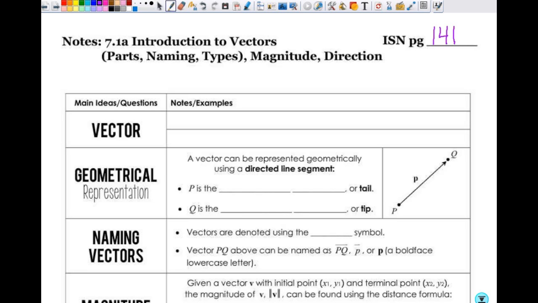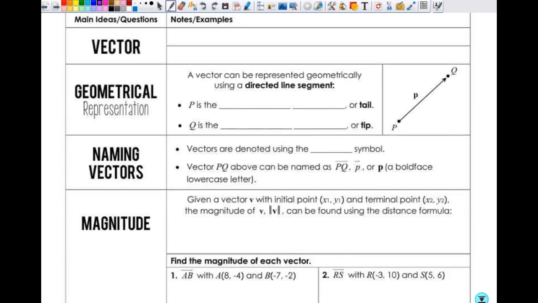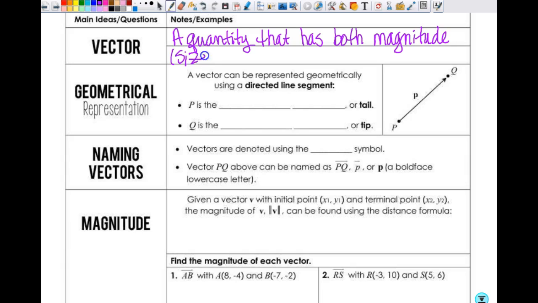So we first get a definition of a vector, which is just that it is a quantity that has both magnitude, which is size, and direction. Okay. So magnitude and direction.